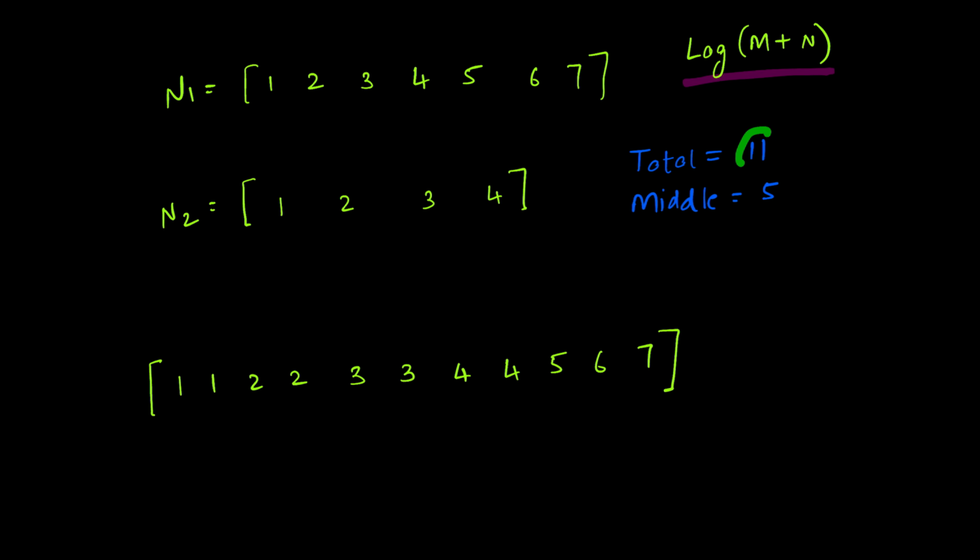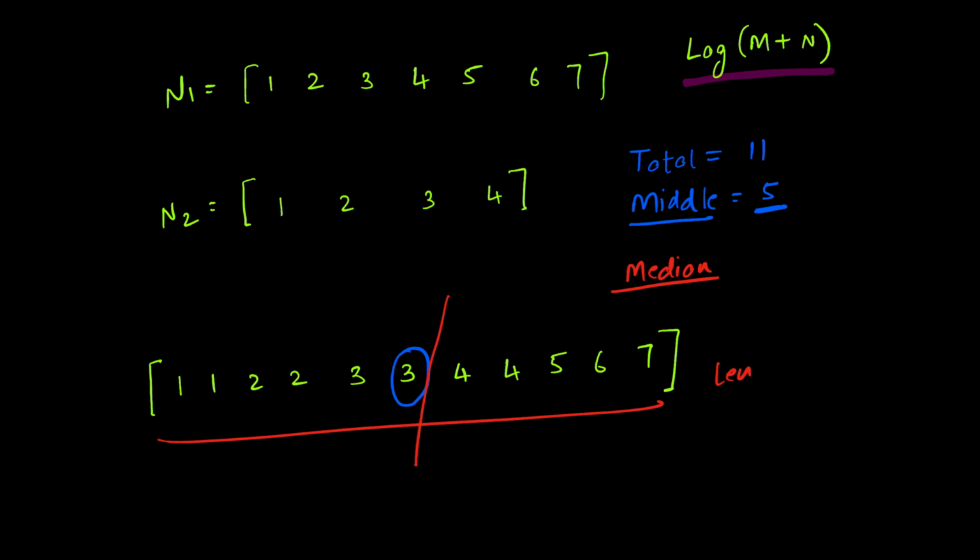Between the two arrays, we have a total of 11 numbers and the midpoint is going to be 5 if we round down. Based on that midpoint, the median of the two arrays should be 3, as it is the centermost element in the combined array and it has 5 elements on the left and 5 elements on its right. Now we need to determine how many elements on the left hand side of the median should be coming from n1 and n2. As we know the length of the combined array, we know how many elements should be there on the left hand side of the midpoint.